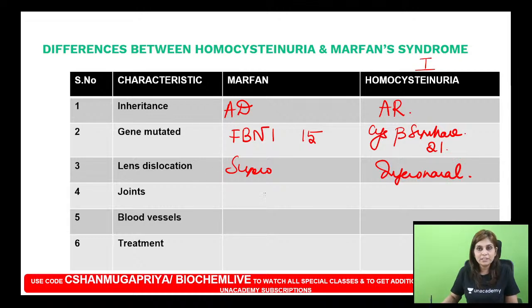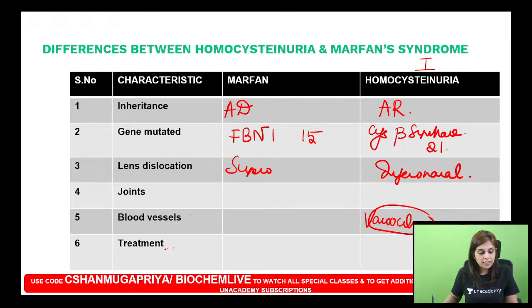And then joints. In Marfan syndrome, it is a hyperextensible joint. Whereas in homocystinuria, the joint movement is restricted. And then blood vessels. Marfan syndrome will present with dilatation of blood vessels, whereas homocystinuria presents as vaso-occlusive disease. You know that type 1 homocystinuria presents with accelerated atherosclerosis and accelerated thrombosis, right? Young patient presenting with MI, young patient presenting with stroke, that is when you're going to suspect homocystinuria. So homocystinuria presents as vaso-occlusive lesion, whereas Marfan's will present with vasodilatation.